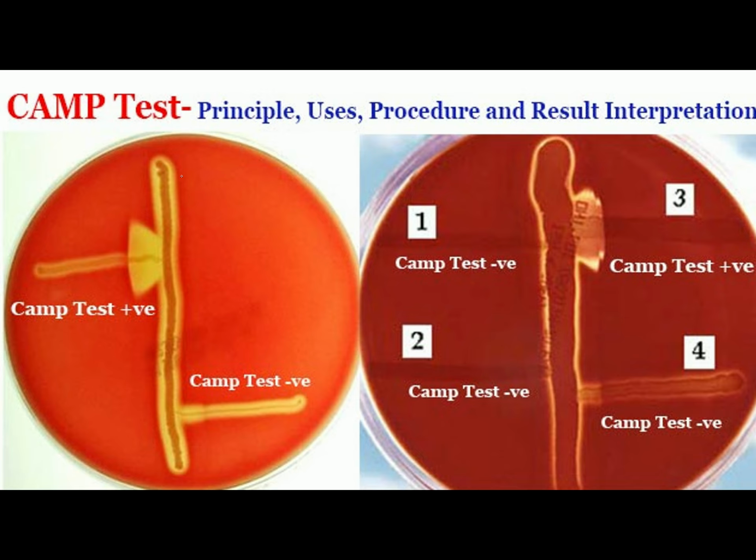So here you have, class, your Staph. This is your S. aureus. Then you streak at a right angle your suspected strep. So if there's no arrowhead at this junction, it's negative. But if there's enhanced hemolysis, like this, producing a so-called arrowhead hemolysis pattern, it is considered positive.